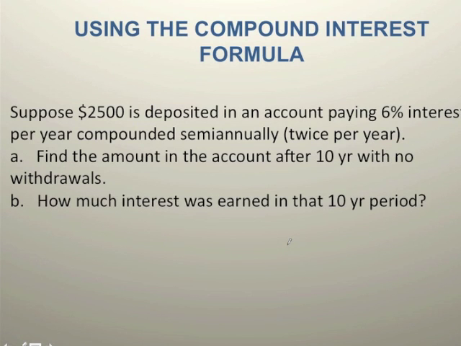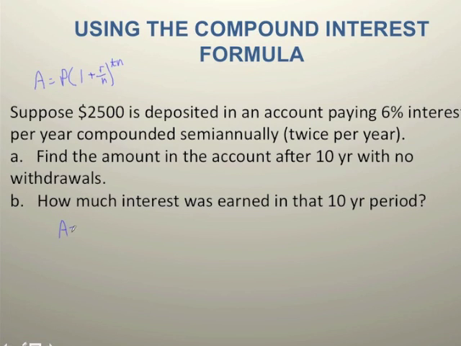So using that formula, and we'll remember that formula is A equals P times 1 plus R over N raised to the T times N. Suppose we have $2,500 deposited in an account paying 6% interest per year, compounded semi-annually, or twice per year. Using this formula for A, find the amount in the account after T years with no withdrawals. So just let it sit there.